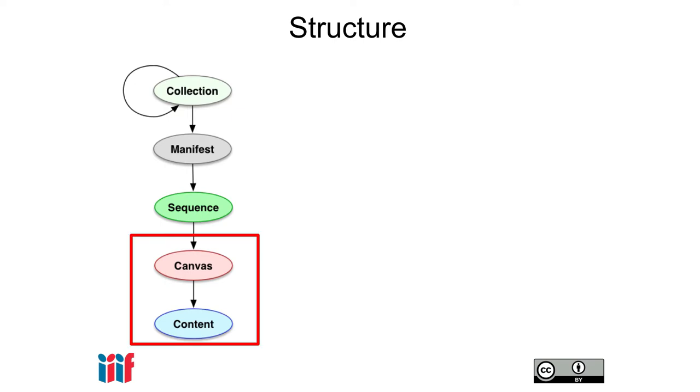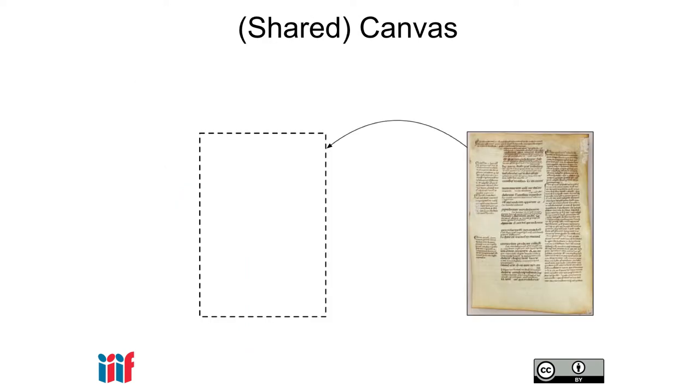So the first two, Canvas and content, are actually easier to explain together. The notion of a canvas grows out of some work that Ben and another of our colleagues, Rob Sanderson, did as part of the DMS technical working group, which introduced the shared canvas data model. In both the shared canvas data model and the IIIF presentation API, the fundamental building block is this notion of a canvas.